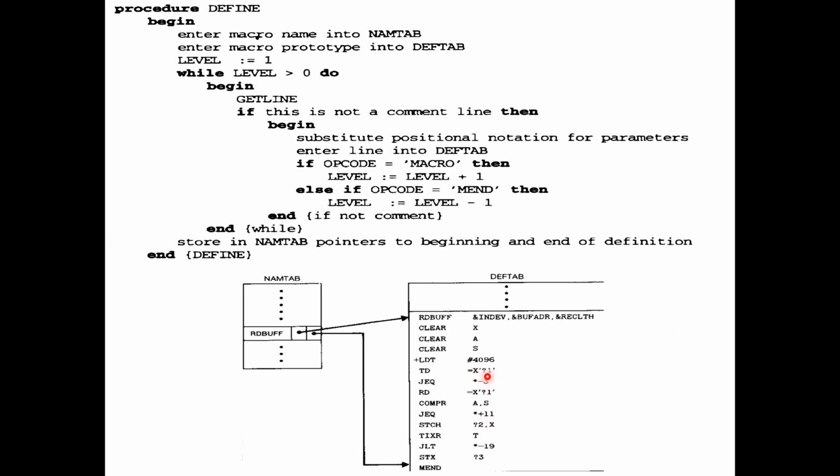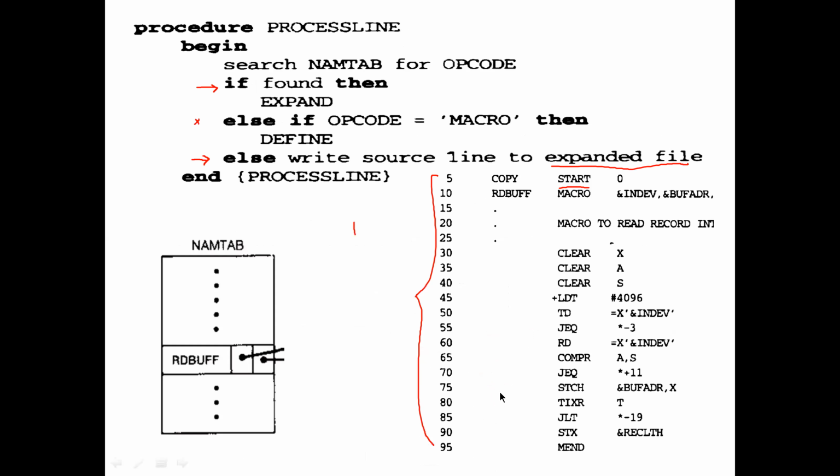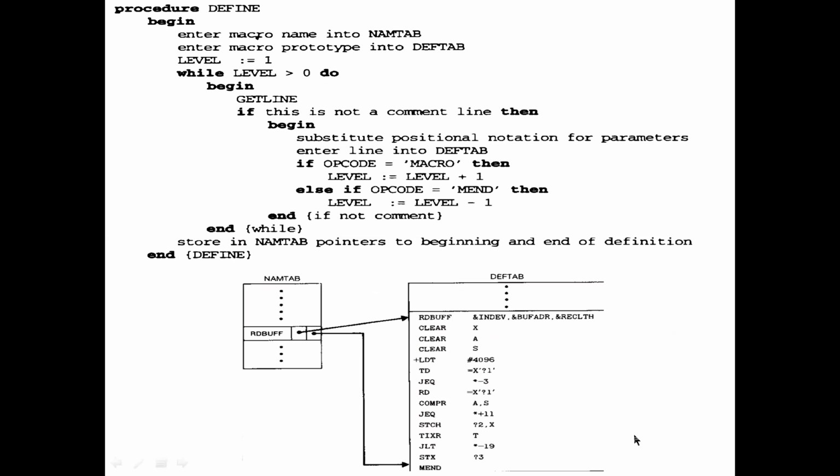So here it is in device. At that point you have to substitute it with 1, because it's the first argument. Wherever you get in device you have to substitute 1, and wherever you get a buffer address you will substitute it with 2, and wherever you have receive length you will substitute it with 3. So you can see, 1 here, 1 here, 2 here, and 3 here, and enter that line into the definition table.